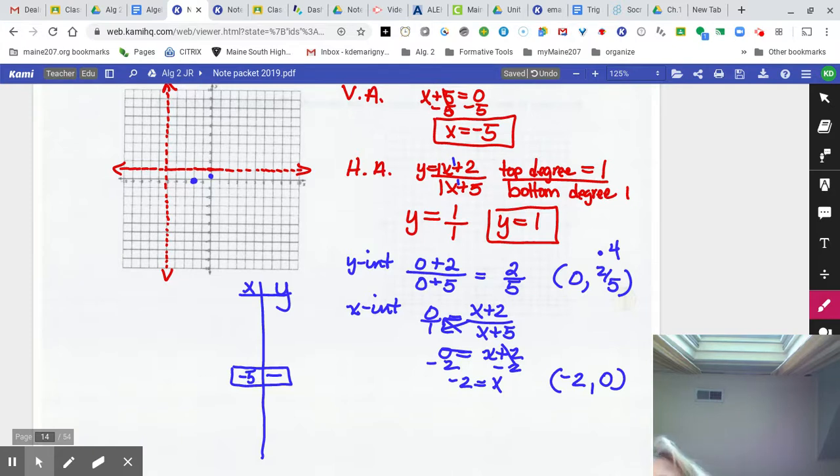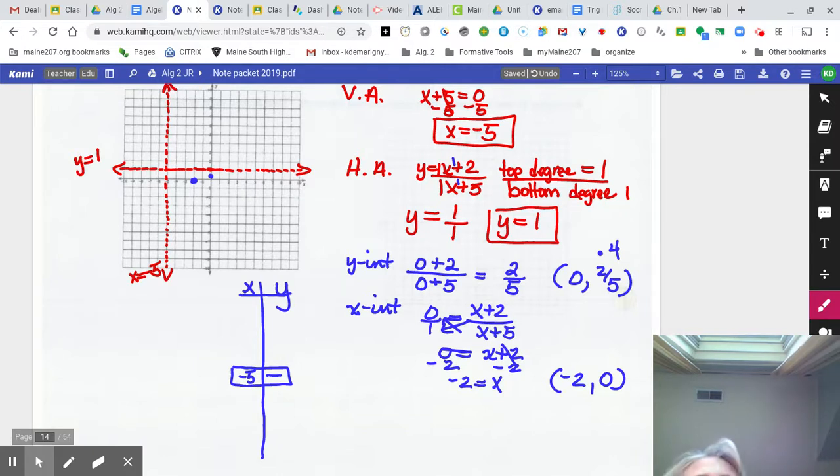I guess I should label too. I didn't label this one. So this one was your horizontal, y equals 1. And let me label this so we can see it again. It's x equals negative 5. Now the graph is going to be in those two quadrants that are not affected by the asymptotes.